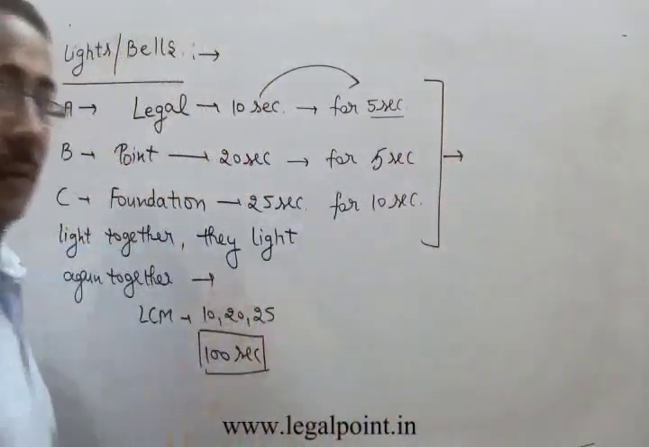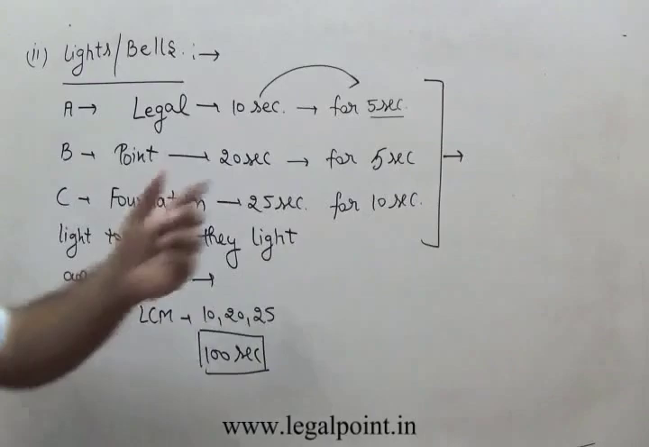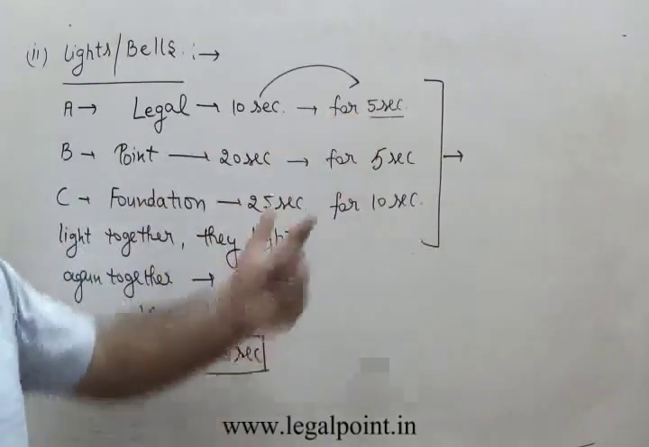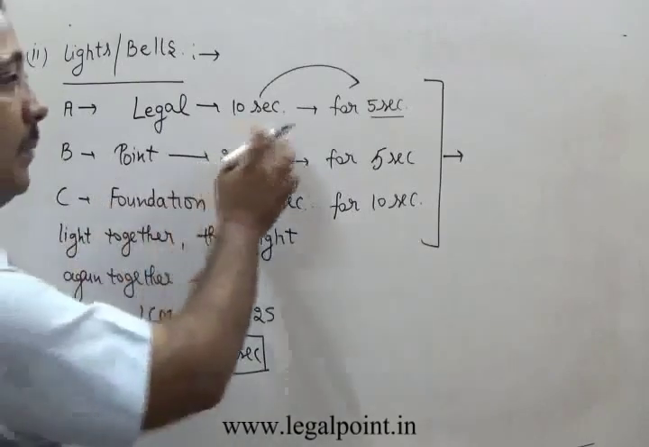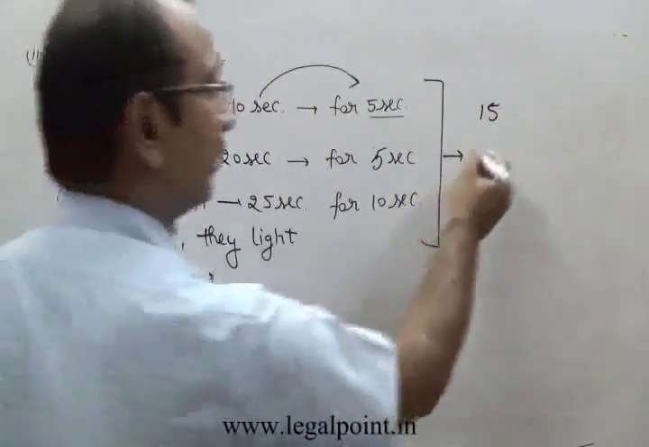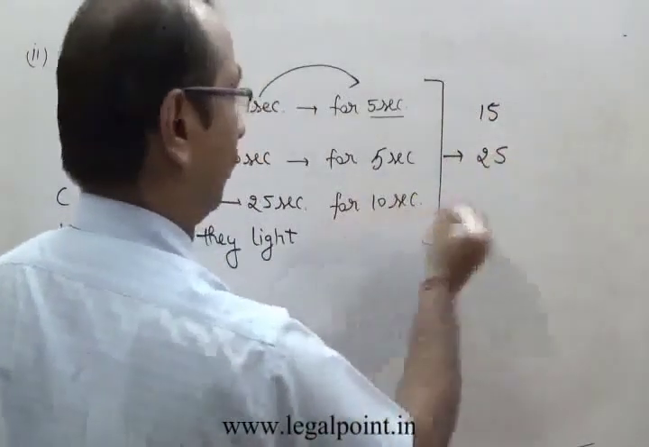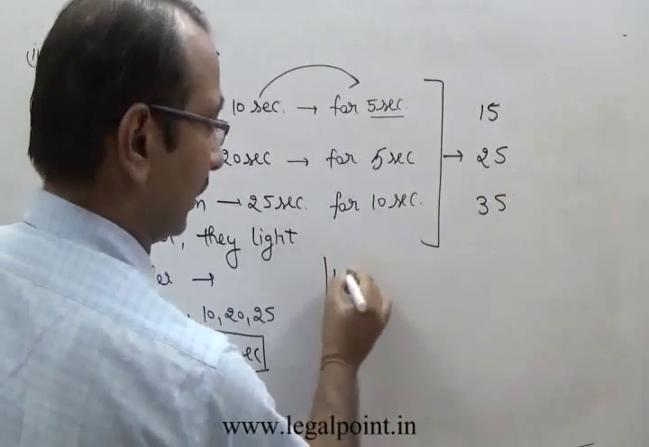The question is the same, but in this question one more variant has been added. The variant is that the lights flash for 5 seconds, for 5 seconds and for 10 seconds. Now if I have to answer this question, I can say 10 seconds plus 5. Now my flashing total time is 15. Similarly, it is 25 and it is 35. Now take the LCM of this, and your answer is there.